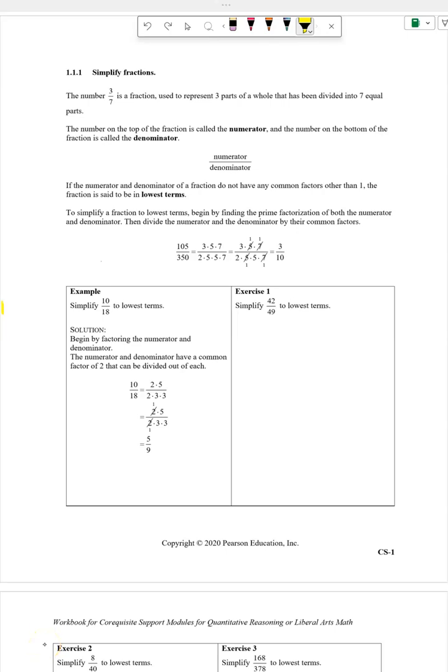Hi guys, I want to go over a few things that will help you understand unit analysis better, okay? So the first thing is simplifying fractions.